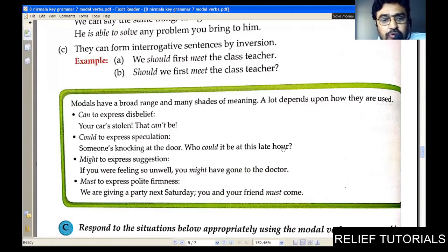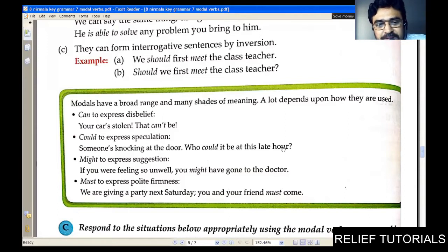Could to express speculation, meaning assumption. Someone is knocking at the door. Who could it be at that late hour? So you are guessing, you are speculating, you are assuming who it could be.